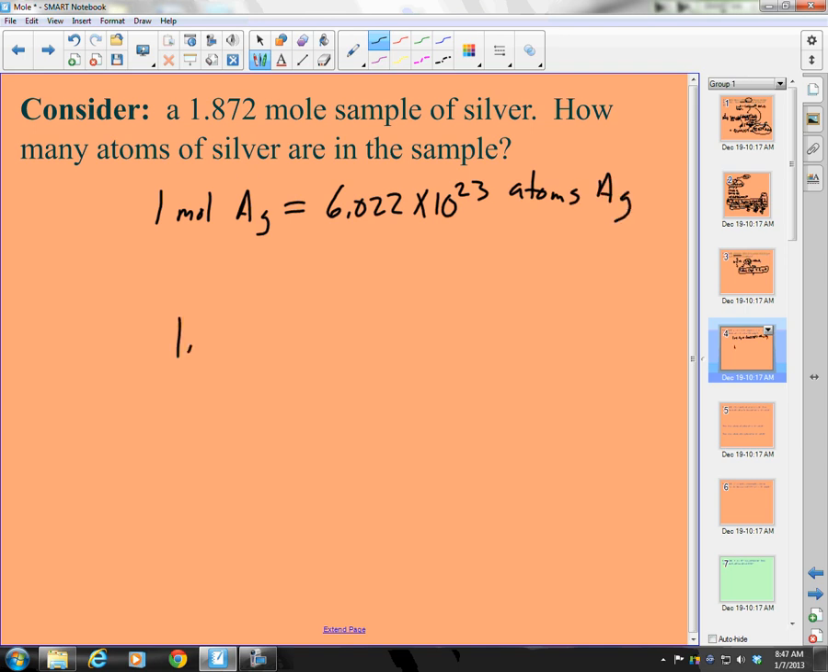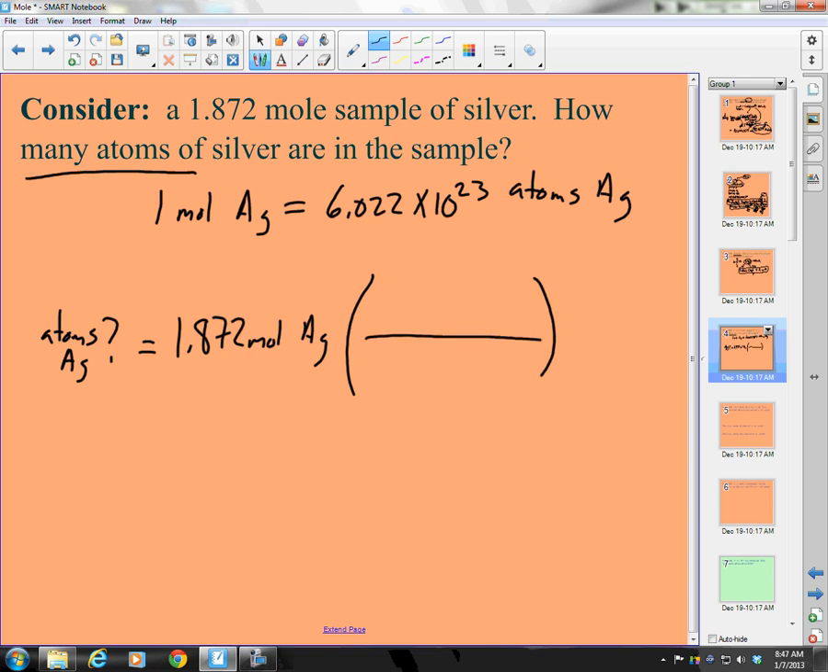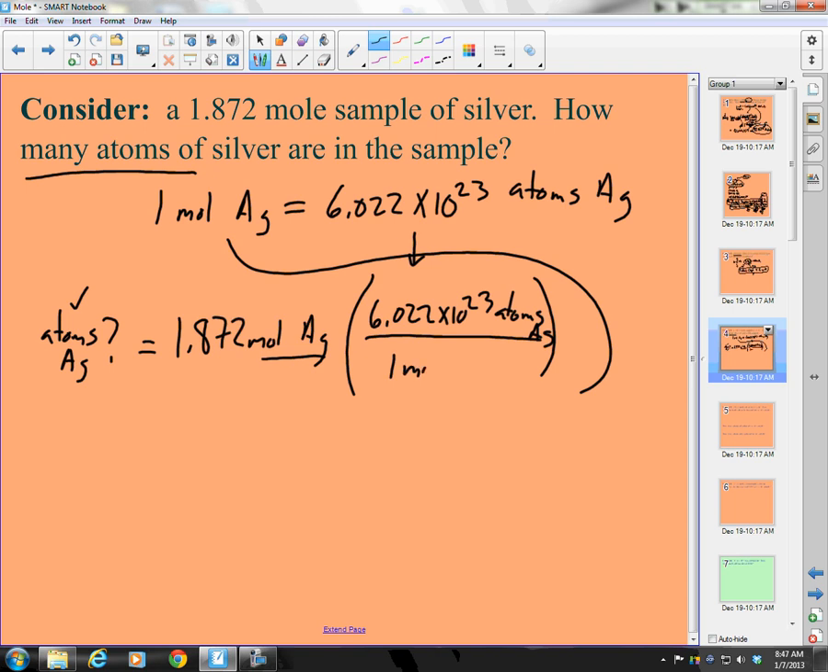What is my given? I have 1.872 moles of silver. And what is it that I want? I want to know atoms of silver. So how many atoms of silver are there? That's what I'm seeking. I'm going to have my fraction. What is it that I want? I want atoms of silver, so I'm going to put that on the top. 6.022 times 10 to the 23rd atoms of silver. What goes in my denominator? What I want to get rid of. I'm going to put 1 mole of silver. Good. Moles of silver cancel. What am I left with? Atoms of silver. Is that what I'm looking for? Sure am. So now I know it is set up properly.